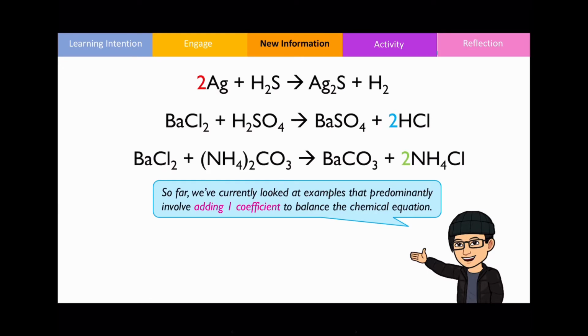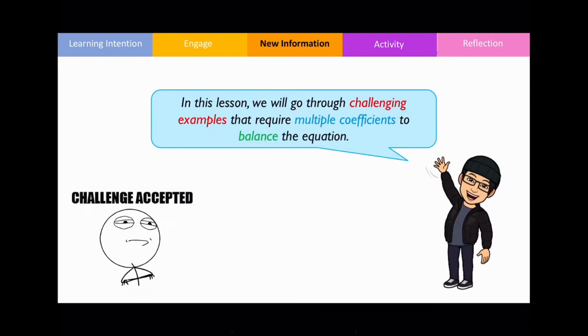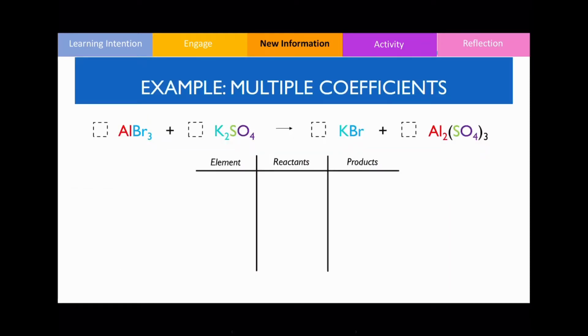But for the purposes of today's lesson, I'm going to be showing you more complex chemical equations. So the first type of chemical equation that we're going to be looking at in today's lesson is where you need to add in multiple coefficients to balance them. So in our very first example, we have to balance this chemical equation over here.